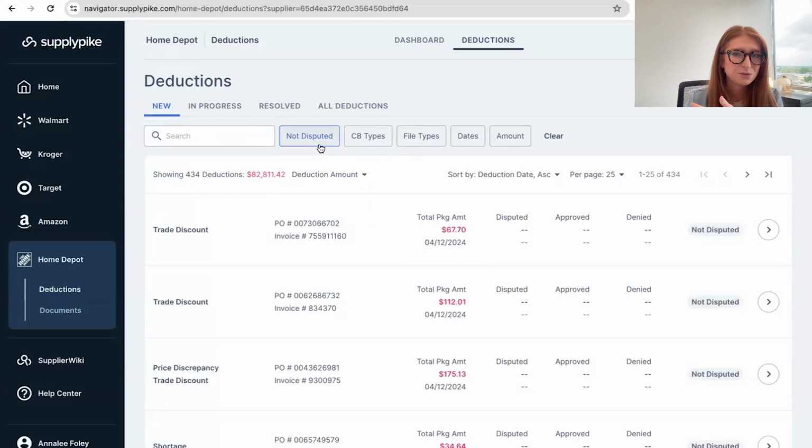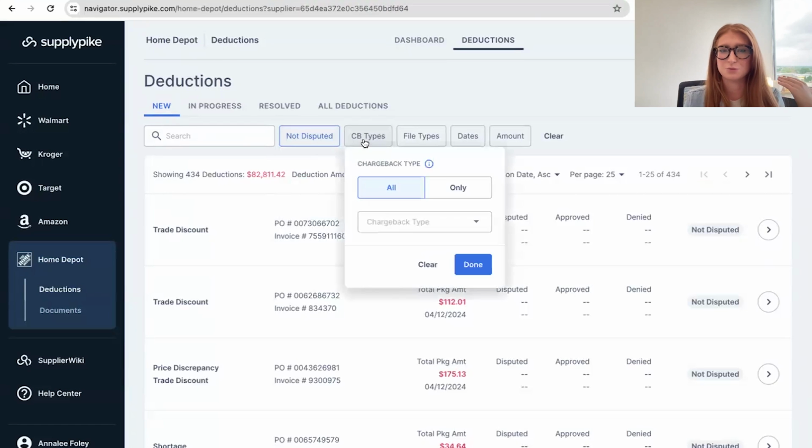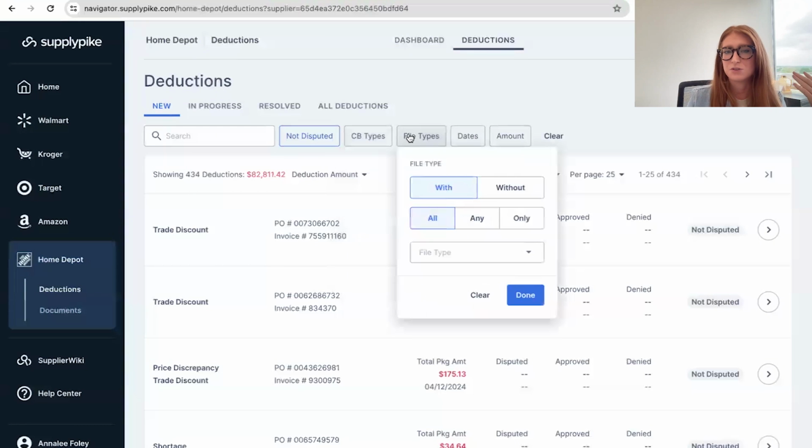So all these filters apply kind of across all of our tabs, but you can filter by status, you can filter by chargeback types, you can filter by file types. So I'll get more to this in a second too, but I think really where Home Depot suppliers are going to see the most time savings with the SupplyPike app is obviously our document integration. This is going to be huge. But then again, obviously, if we're managing exceptions or trying to understand what documents have or haven't been attached, automatically, we'll give you the tools kind of here with these file type filters to filter down.